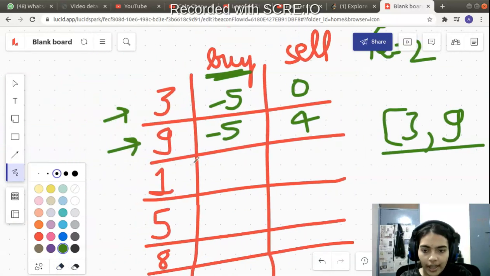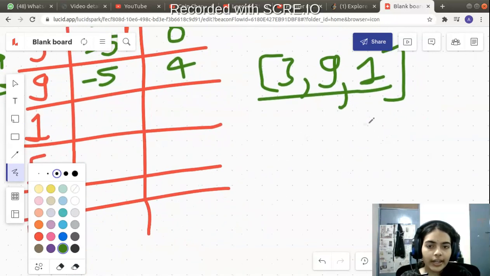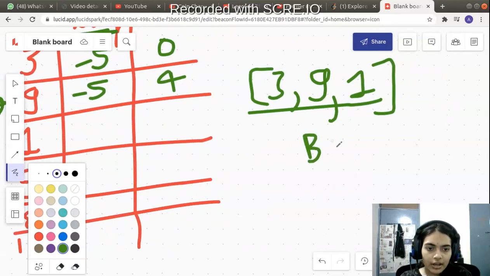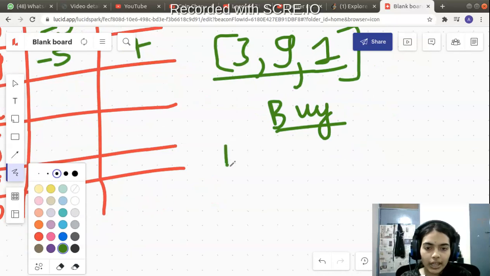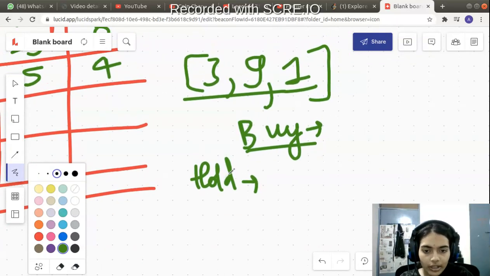Now let me think about the third case. On the third day, I have a stock price of 1. Okay, interesting. Let's think about this. On the third day, again, let me just consider the buy option first. Let me go step by step. In buy, I have two things: I can either hold the stock, or I can buy the stock today.